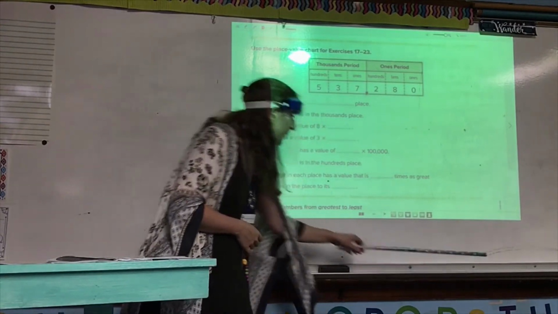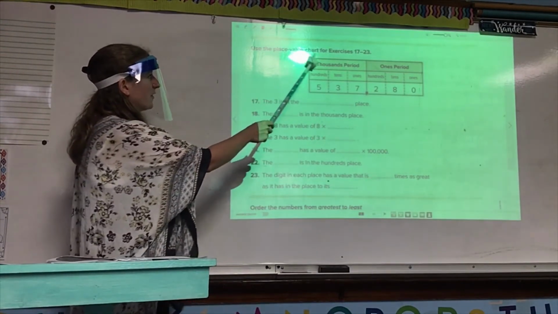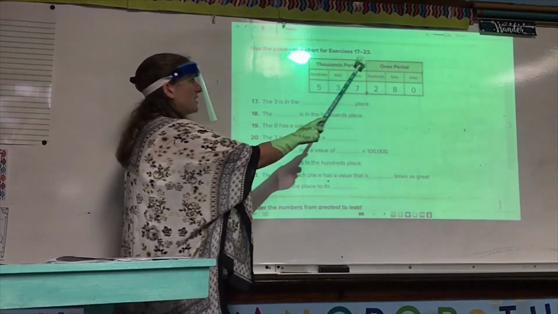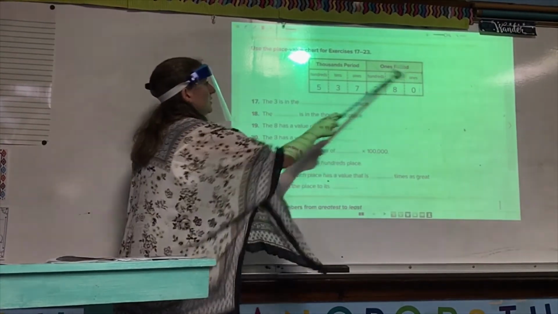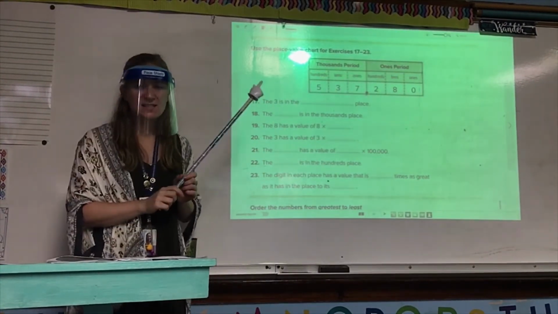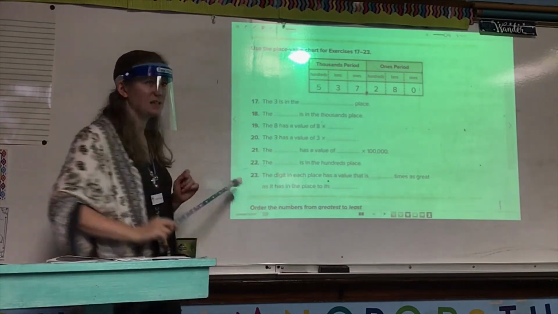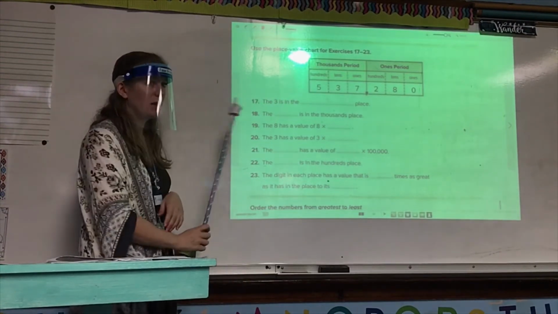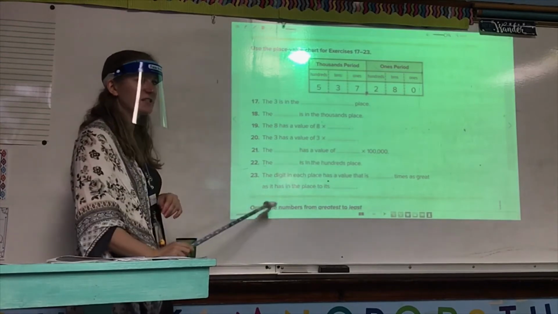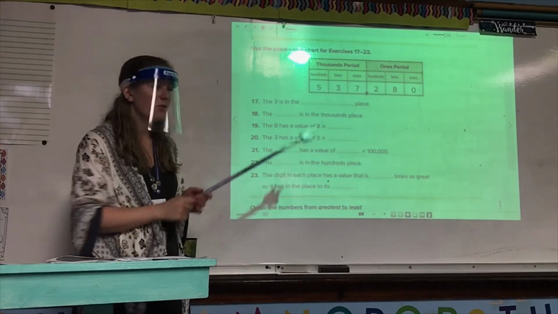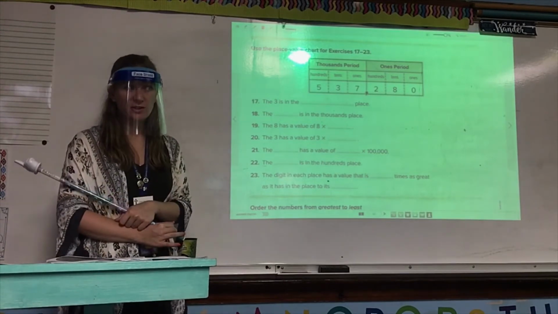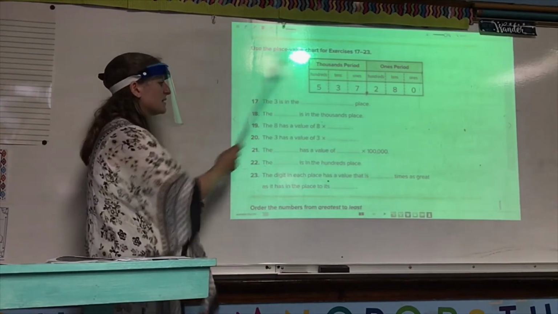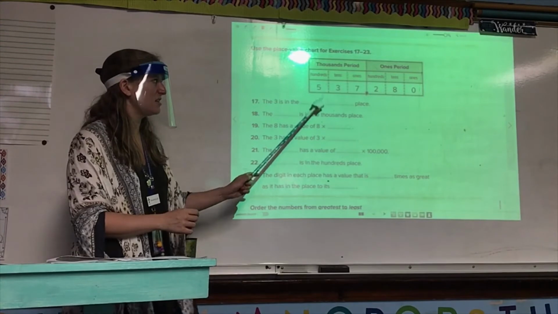Okay, the directions for this part say, use the place value chart for exercises 17 through 23. Exercises is the same as problems. In your independent practice on lesson 1, there was something that looked exactly like this. If you used your tools and worked wisely, you would have looked back at lesson 1 and noticed it's almost exactly the same, just a different number. If you were confused, you could have asked me, or as you looked back, you would have noticed independent practice lesson 1 has a section exactly like this, just with a different number.